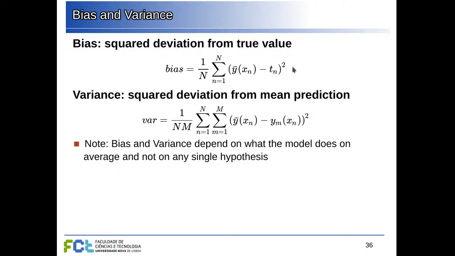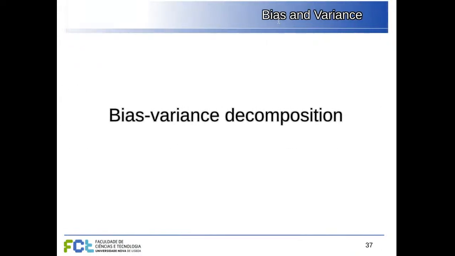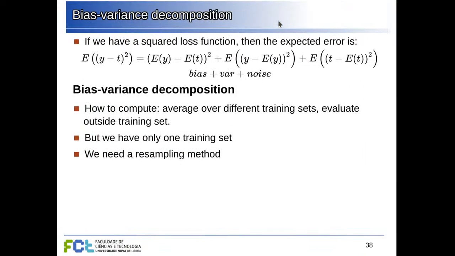So bias and variance are measures of the model and what the model generally does when we train with this kind of data, and not measures of any single hypothesis, because we need to average this over a large number of hypotheses. But with these two measures, we can now understand what is happening when we have things like underfitting, overfitting, and what the sources of error are. And this is the idea behind Bias-Variance decomposition.